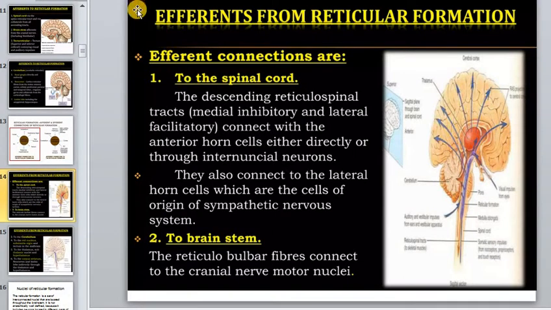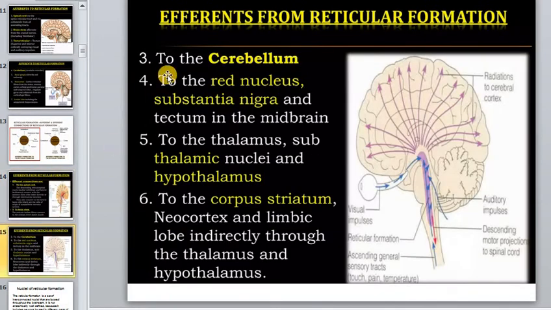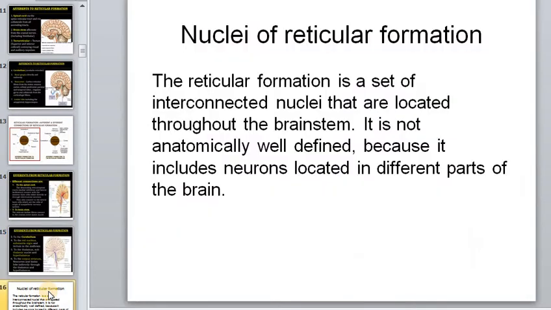There are also efferents from the reticular formation to the spinal cord. Don't forget about the special tracts, the reticulospinal tracts. Do you remember? We will discuss this a little bit more. The efferent connections are to the spinal cord, to the brain stem, and next to the cerebellum and corpus striatum, and the nuclei of the reticular formation.